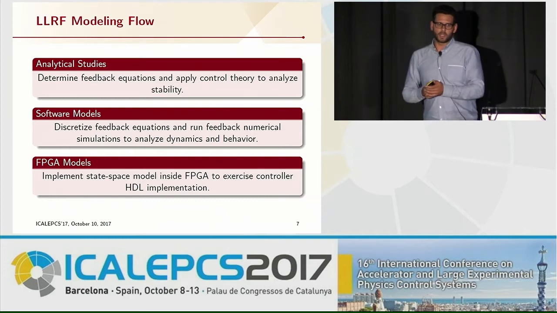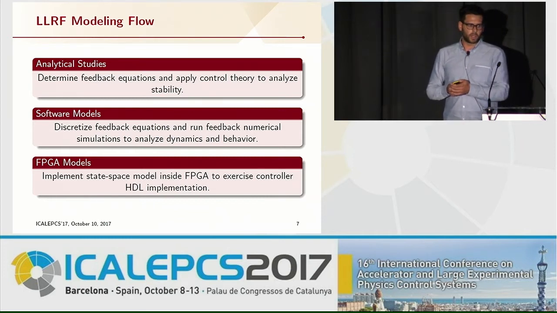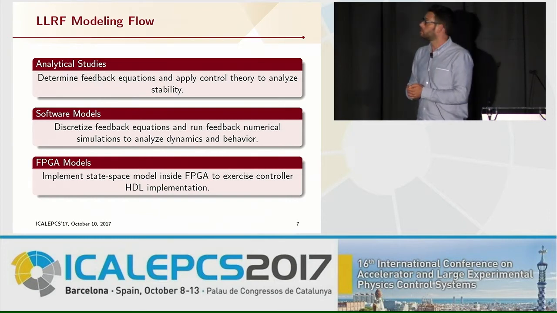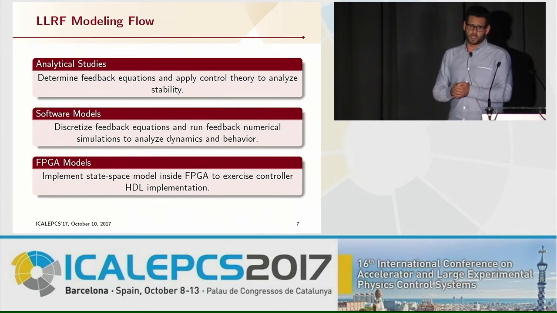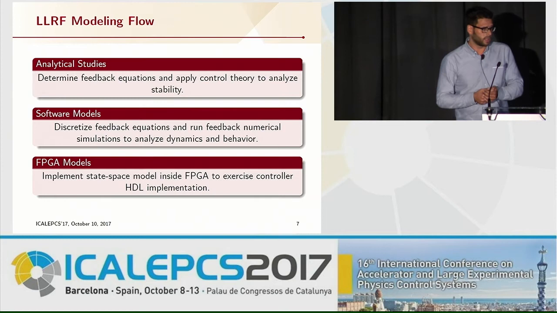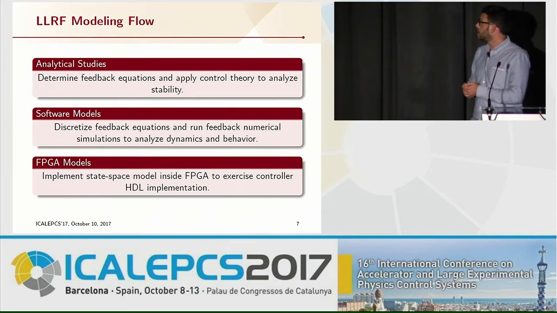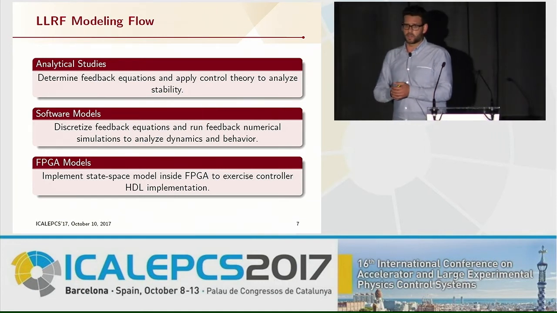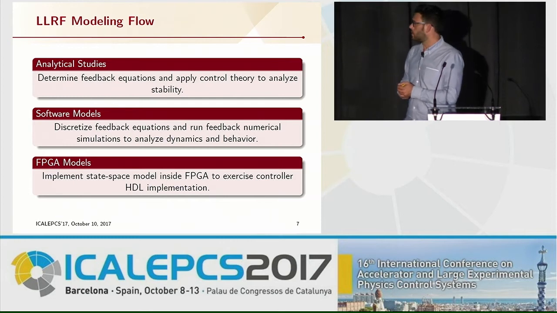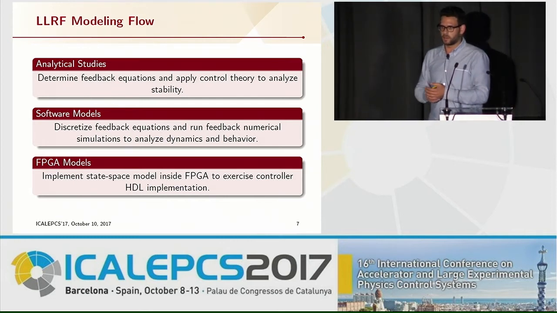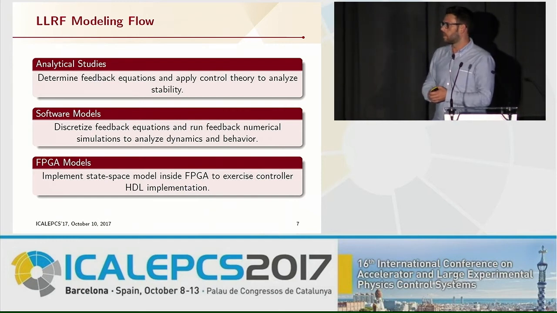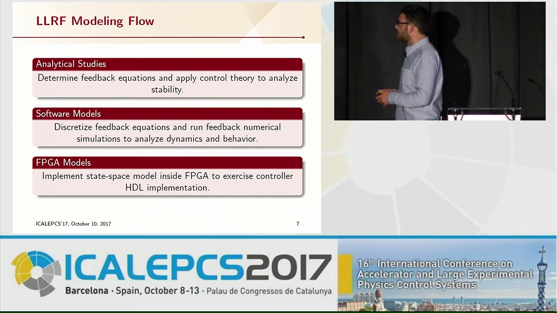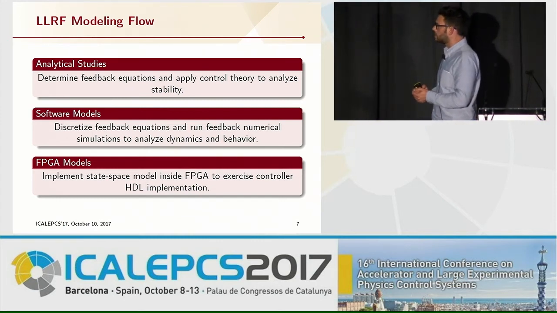Before starting the engineering of a low-level RF project, you need to understand what you're doing. So we do this through simulation. First, we start with analytical study, which is basically determining the basic feedback equations, and then applying basic control theory to analyze stability. This is where you get all the transfer functions and look for phase margins, and out of these you get some information about the different trade-offs of the configuration of your feedback loops with your gains, taking into account latency and everything else.